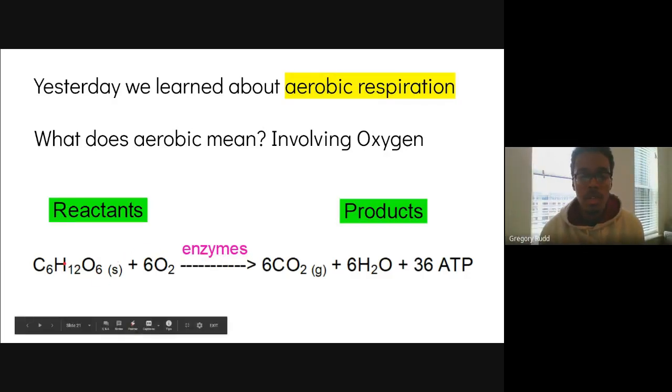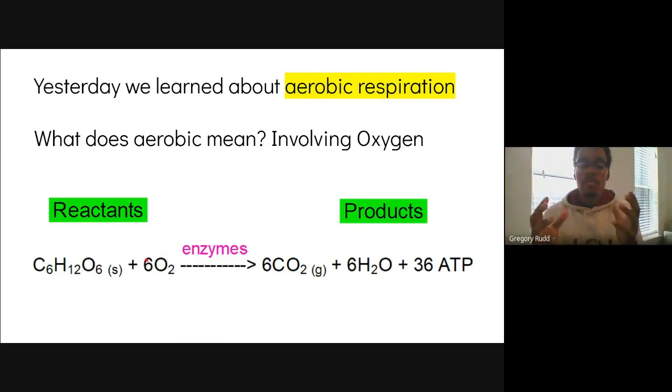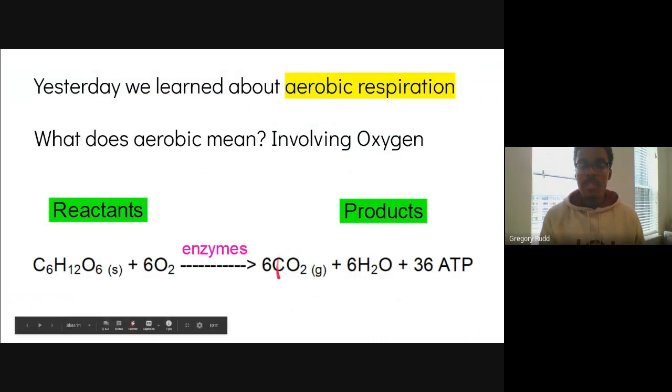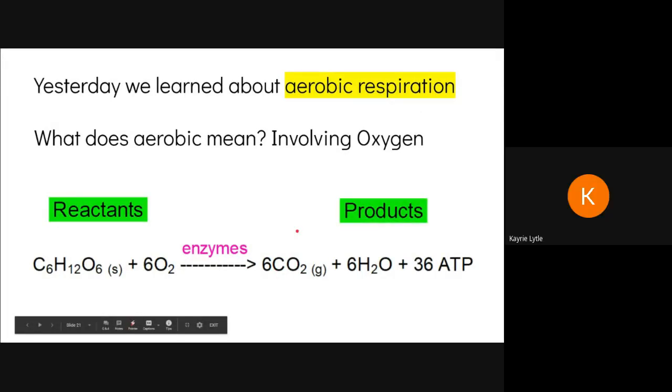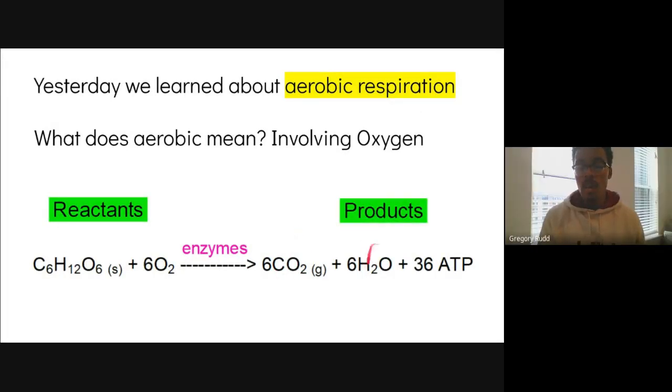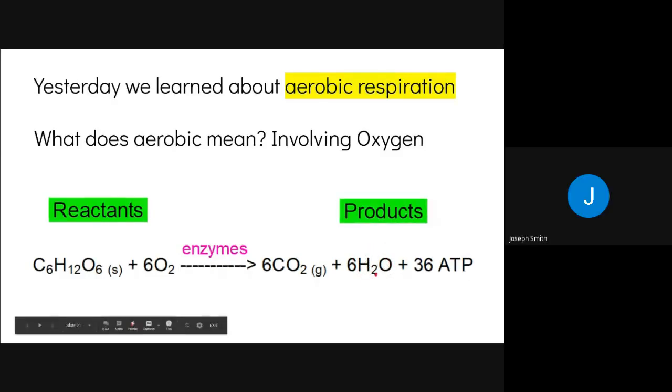So those two things, glucose and oxygen, they react, meaning they get combined, they interact with one another in a way that changes their chemical shape. And what we produce is CO2. Can someone tell me what CO2 is? Carbon dioxide, excellent. What about H2O? Water.